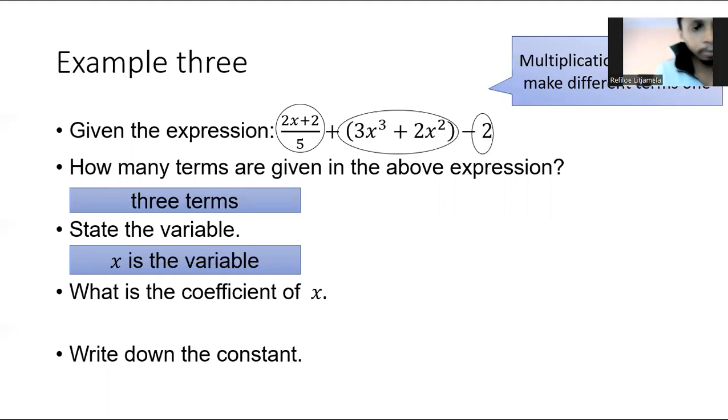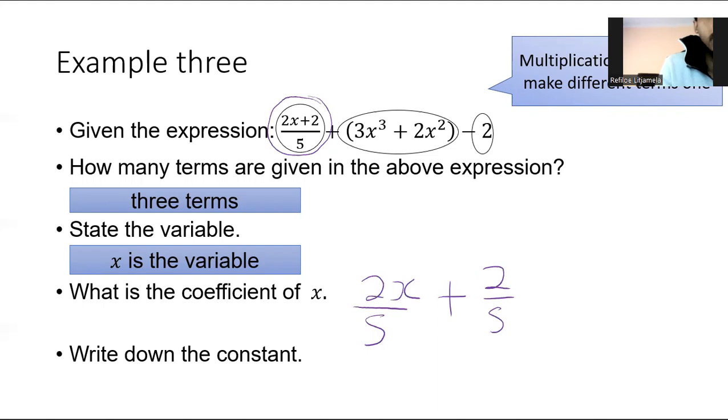I want to write this down. The coefficient of x here, you will have to distribute the denominator. When you distribute the denominator, you will have 2x divided by 5 plus, so you are just distributing the denominator to each of the terms in the numerator. And then you'll have 2 divided by 5. By so doing, please note that you have isolated the coefficient of x. In this case, the coefficient of x will be 2 over 5. What is the constant? The constant is just -2.